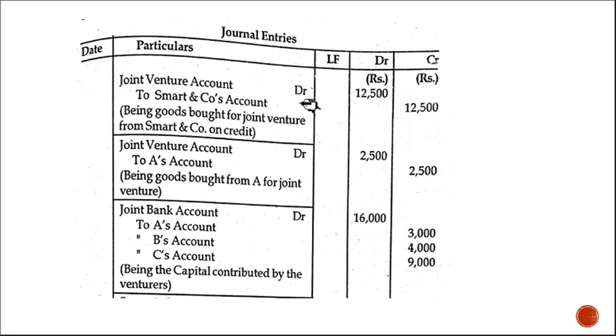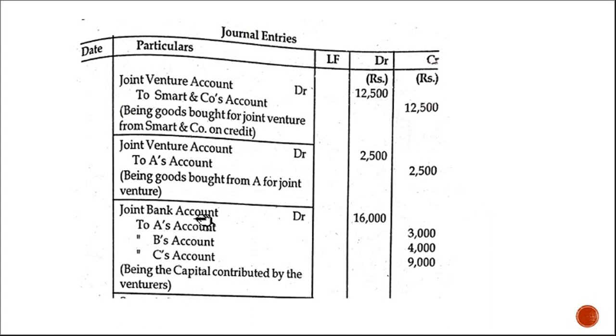The next transaction they said, from A rupees 2,500. So they bought goods from A for rupees 2,500. Again same thing, purchases. So we are writing joint venture account debtor to A's account. A is the giver of benefit, so A's account should be credited 2,500. Being goods bought from A for joint venture.